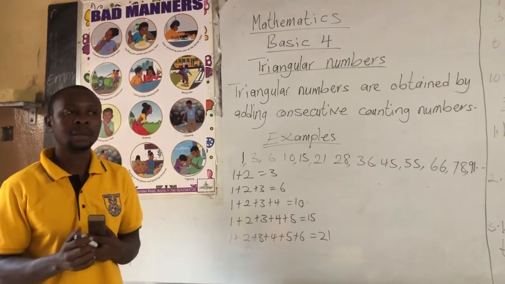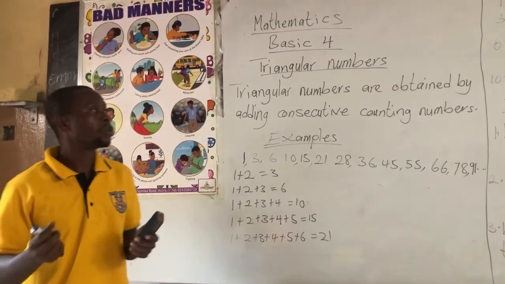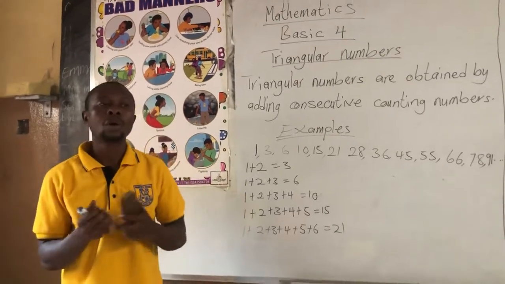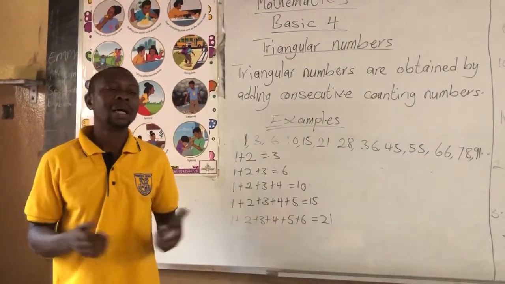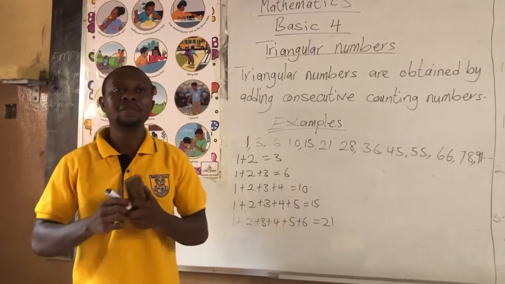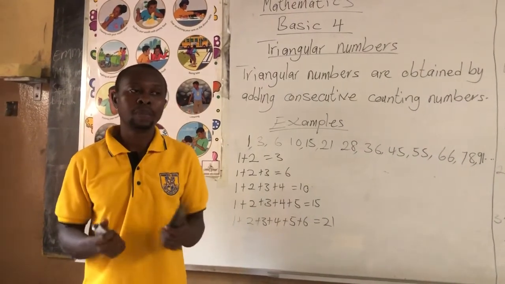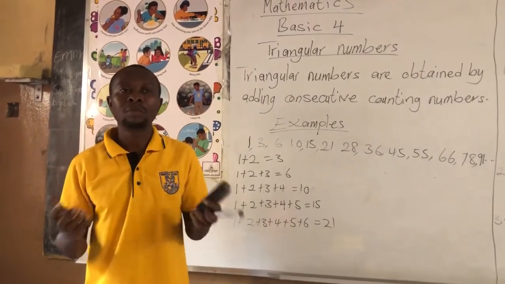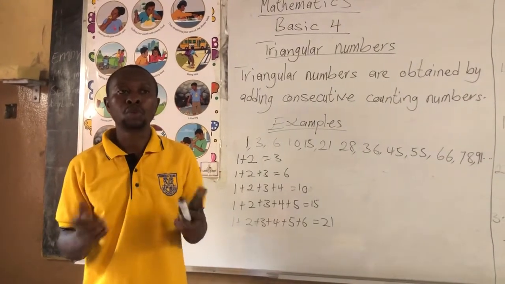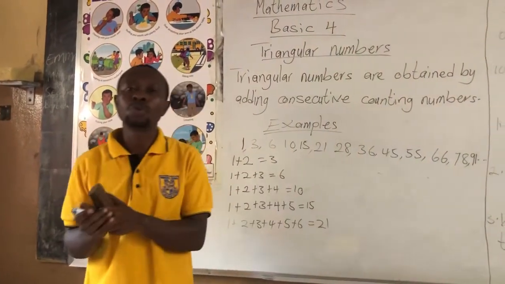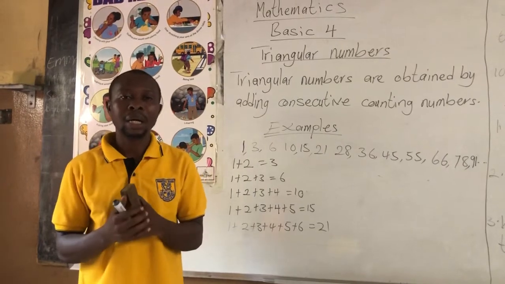Today we have mathematics, and we are going to look at triangular numbers. In our previous lesson, we learned about even and odd numbers. Even numbers are numbers that can be divided exactly by 2, and odd numbers are numbers that cannot be divided exactly by 2. When you divide an odd number by 2, you will always have a remainder.